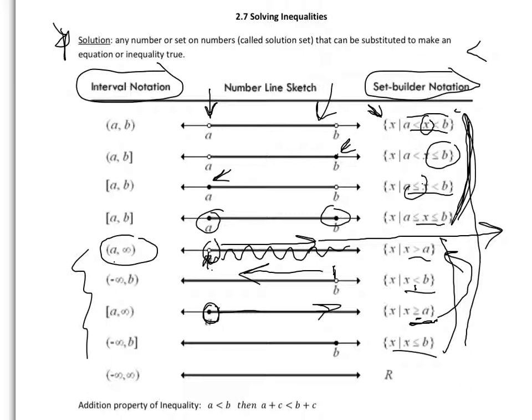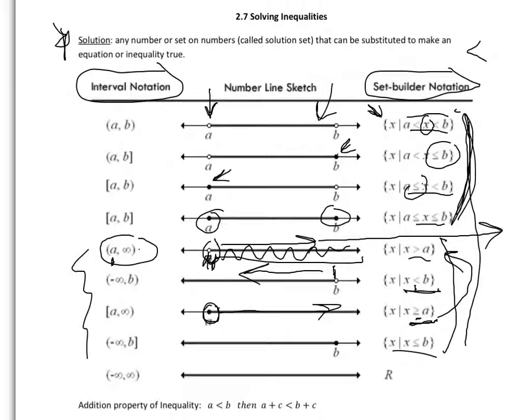The open parenthesis means not including a. So we always start with the lower bound. It starts at a, just like we do on the graph. We read from left to right, and it goes to infinity. So we have the infinity here, which is like the sideways 8. That's an infinity sign. X is less than b.